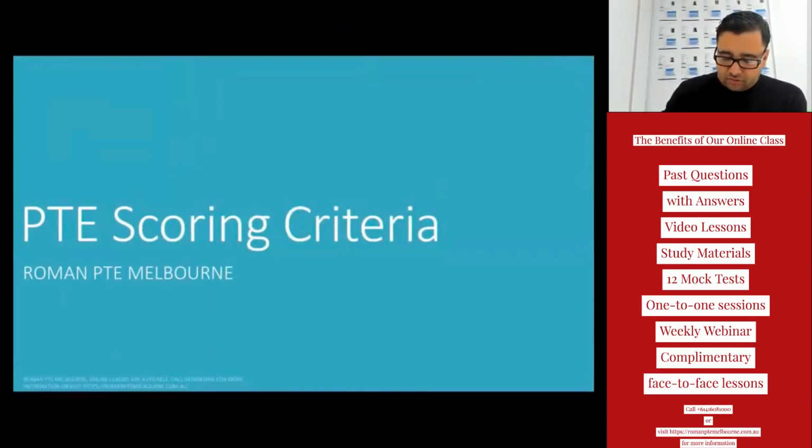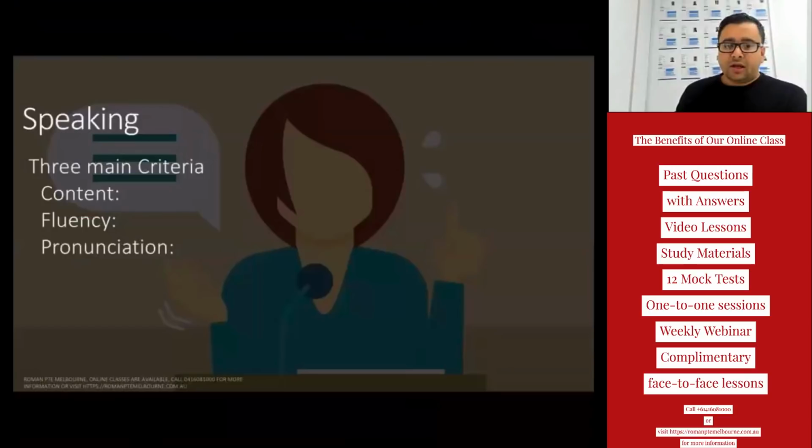Now let's talk about the first criteria for speaking. Basically, in speaking, there are three criteria, and they are content, fluency, and pronunciation. Now, in most of the questions of speaking, especially the three questions like describe image, retell lecture, and repeat sentence, you are being evaluated for content, fluency, and pronunciation in the same manner.